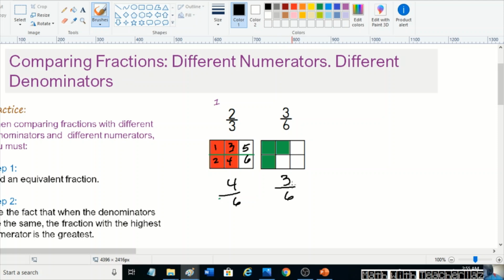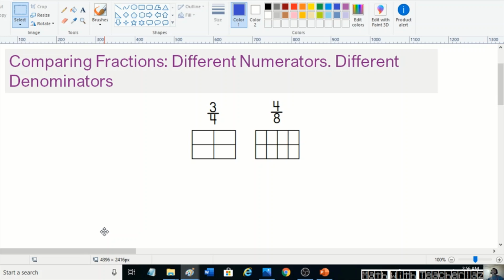Now we have the same denominator, so all we need to do is find the fraction that has the highest numerator, and that's this one. So that means that 4/6 is greater than 3/6. So that means that 2/3, because 2/3 is equivalent to 4/6, must be greater than 3/6. Okay, and that's problem number 1. Was that simple? Sure it was. Now you try the next one.